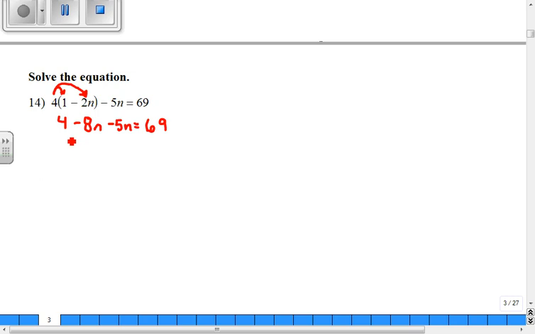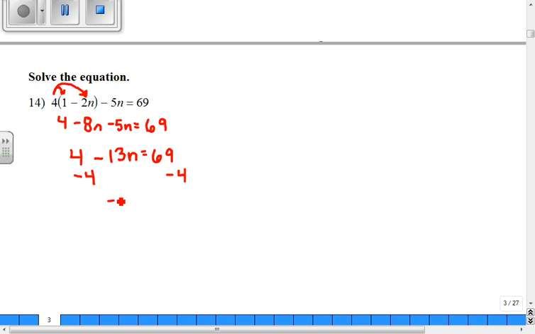Okay, 4 minus 8n minus 5n. I can combine like terms here and write this as 4 minus 13n equals 69. I need to get all of my like terms on one side. So I'm going to subtract 4 from each side. That will leave just my n's on the left-hand side.